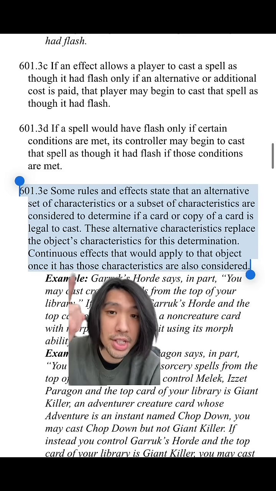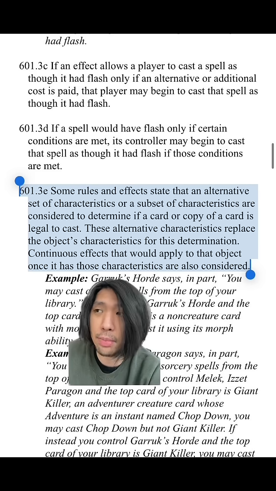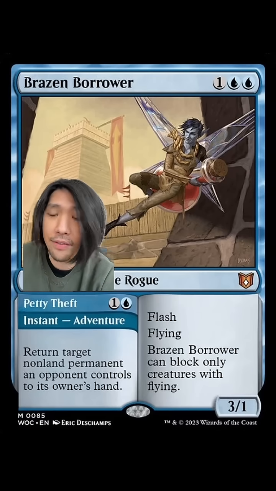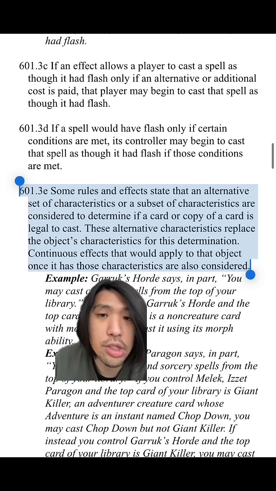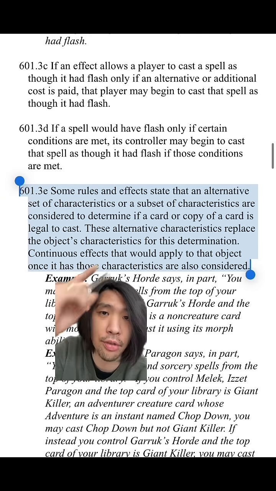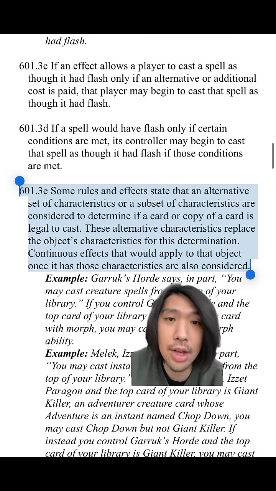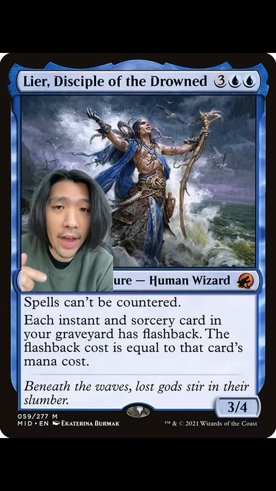And basically what this says is that we're allowed to look at any alternative or subset of characteristics when determining if a spell is legal to cast. So what is happening here is that when we're determining whether this is legal to cast or not, we can look at the alternative characteristics of an adventure spell, which the rules for adventure do explicitly say are alternative characteristics. So once we see those alternative characteristics, we can have those characteristics replace the object's characteristics for this determination. And then any continuous effects that would apply to that object once it has those characteristics are considered. So Lier can see the alternative characteristics of Petty Theft and see that it is an instant in the graveyard, and can apply its continuous effect to give it flashback.